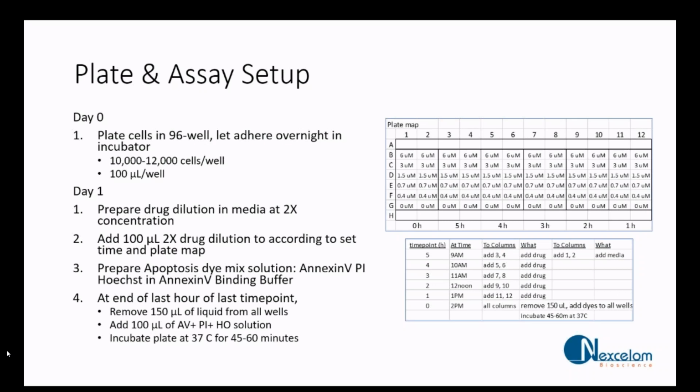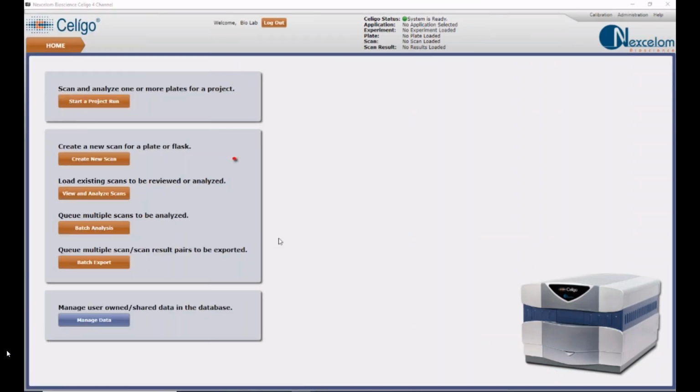So here's the critical part for the no washing. I'm removing 150 and leaving 50 microliters in the well. And then I'm coming in with 100 microliters of my dye solution mix. So this is allowing me to not remove any dead cells, not disturb anything at the bottom of the plate. And then I let it incubate with the dyes for about an hour. And then I'll image it on the Celigo.